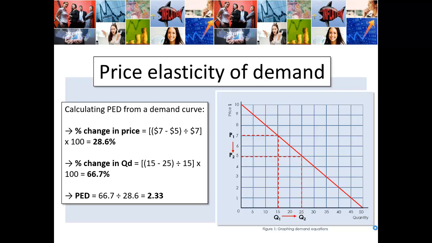Once we have our percentage change for price and percentage change for quantity demanded, then we can plug that into the formula, price elasticity of demand. We've got the percentage change in quantity demanded on the top, and we divide that by the percentage change in price. So, and that turns out to be 2.33.